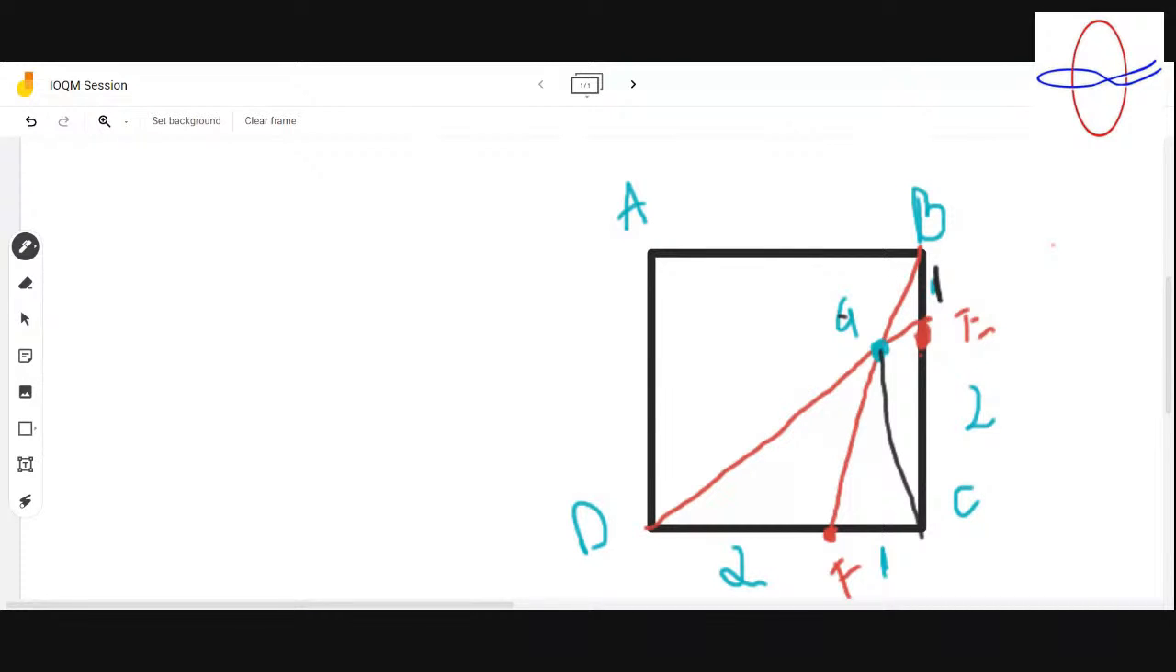Let's join B and D, and let's join G and C. We need to join both. Let's assume it's 1/3 and 2/3. Here it's 1/3 and 2/3. Let's assume the side length of the square is 1, so the area must be half, right? You can understand from here. You need to find this area, right? So how do you find it? Yeah, you're right. We need to find out BDG.